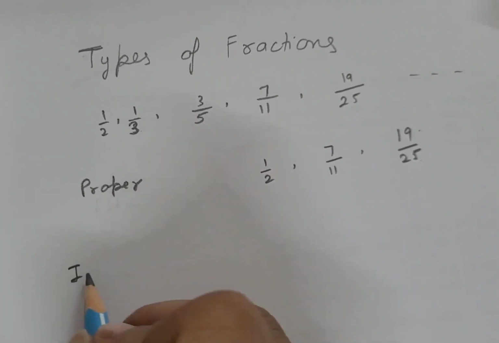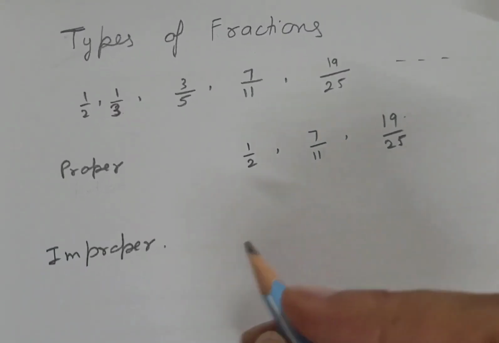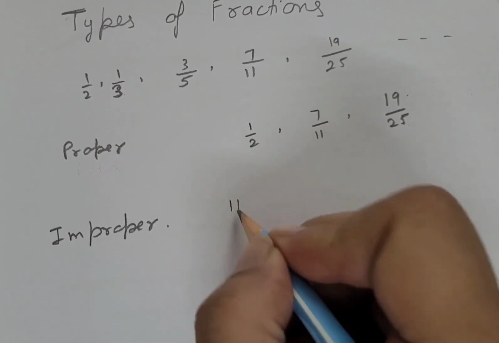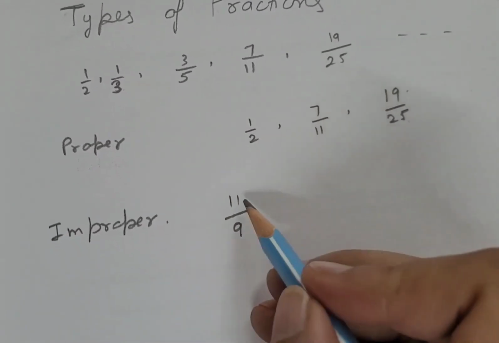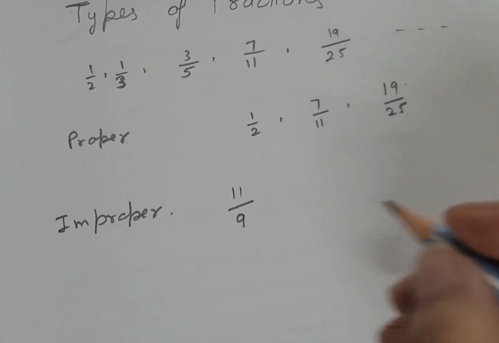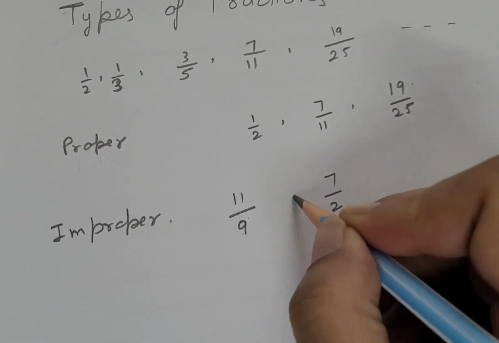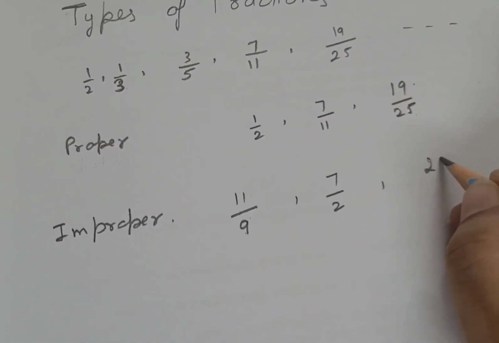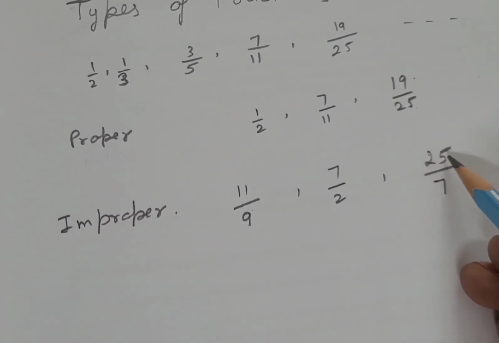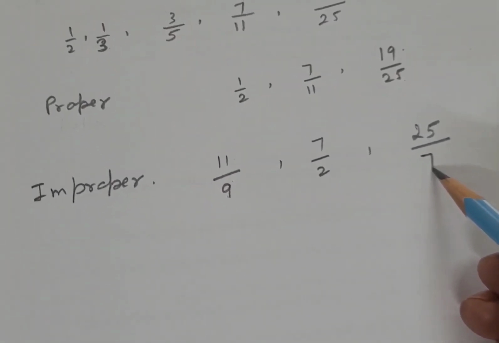Next are improper fractions. Improper fractions are those where the numerator is more than the denominator, like 11 by 9. Where the numerator is more than the denominator, the fraction is called an improper fraction. Some more examples of improper fractions are 7 by 2 and 25 by 7, where the numerators are greater than the denominators. These are called improper fractions.